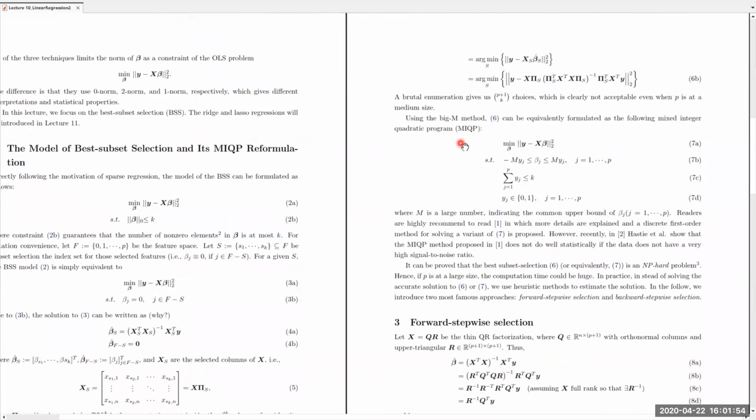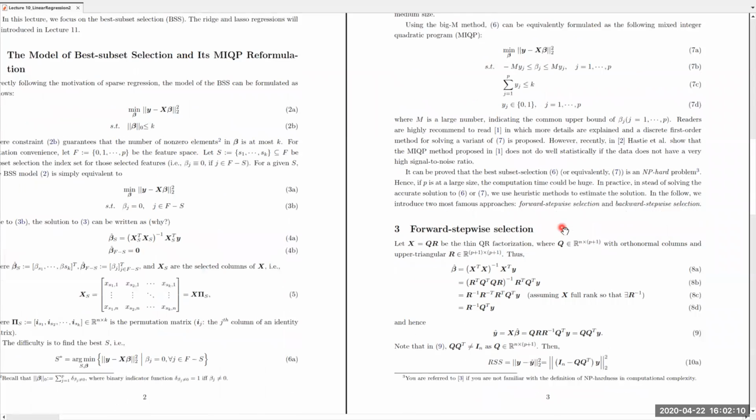Okay, but here, what I want to mention is that even if this MIQP works, the problem is that it is an NP-hard problem. Are you familiar with the definition of an NP-hard problem? Not too much.